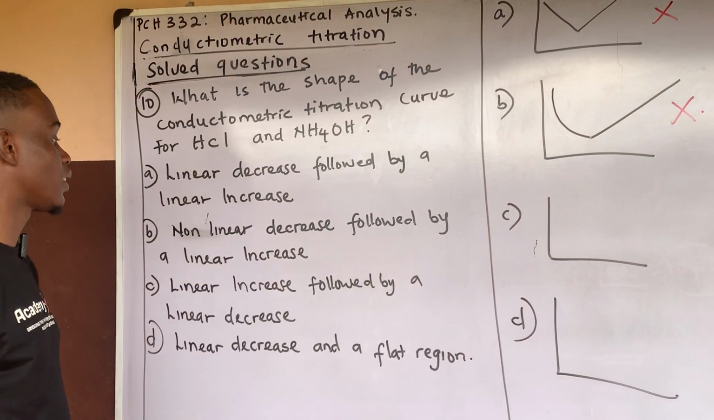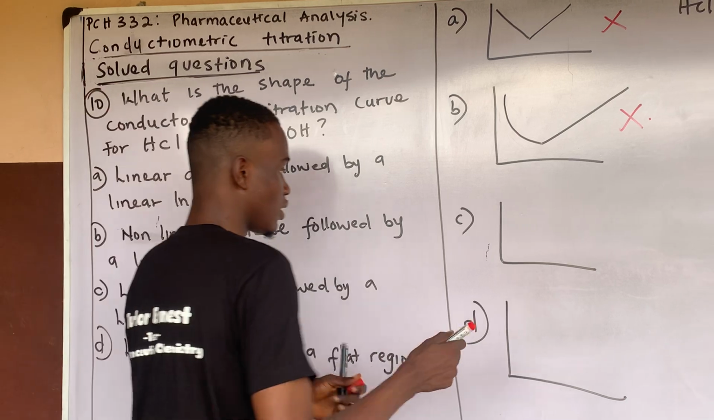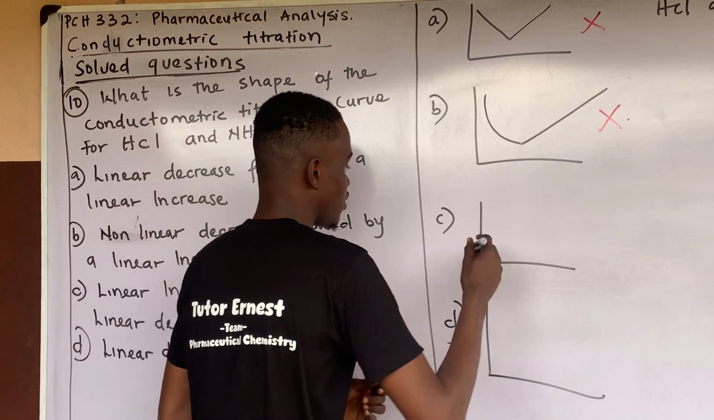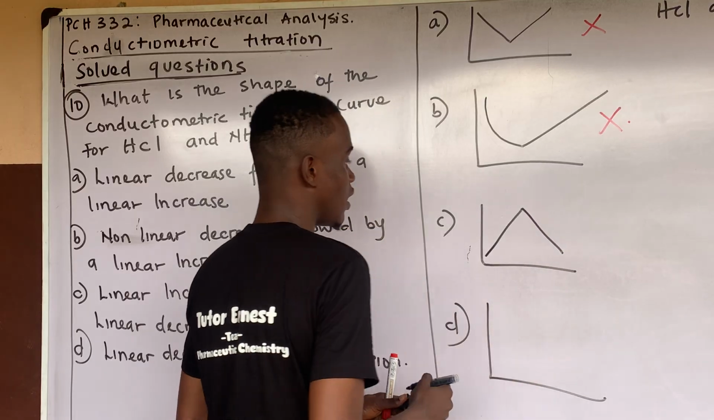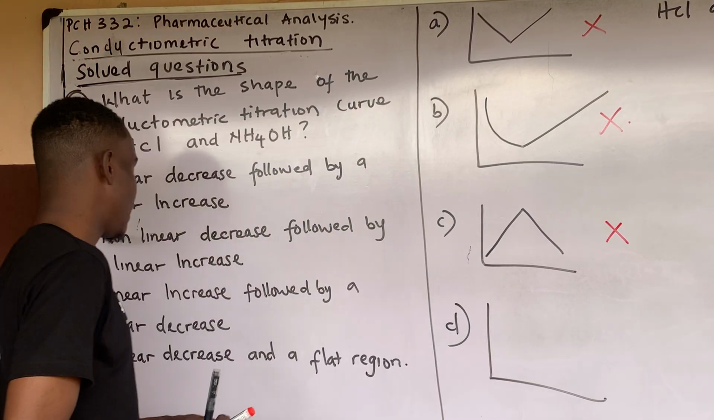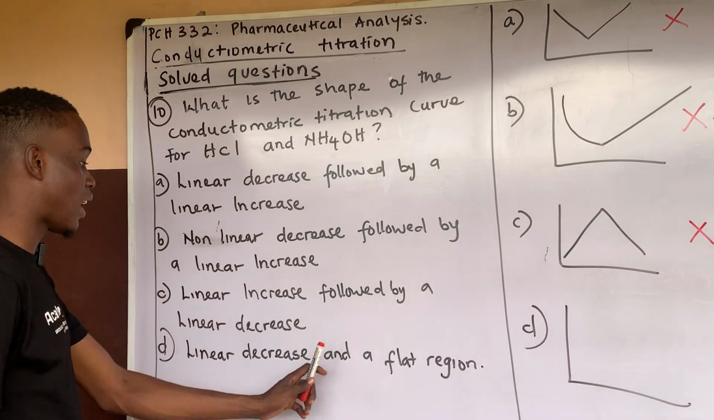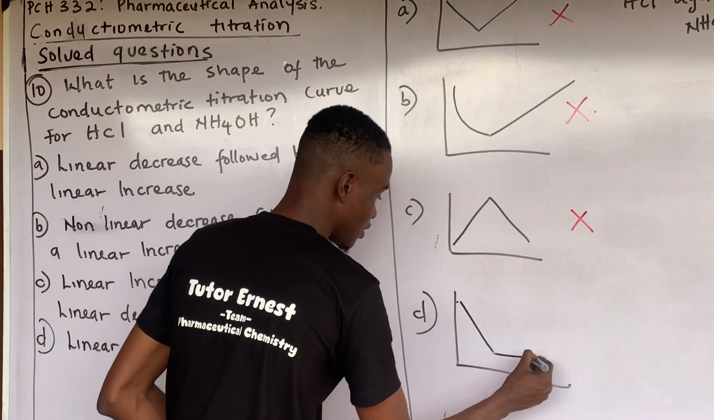A linear increase followed by a linear decrease. A linear increase looks like this. Now this is also wrong. And lastly, it says a linear decrease followed by a flat region. A linear decrease followed by a flat region.